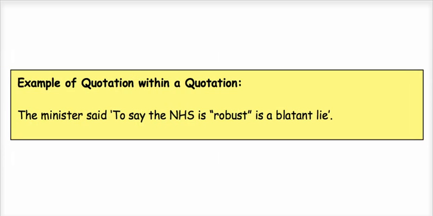What about double quotation marks? We use double quotation marks for a quotation within a quotation. For example, the minister said, to say the NHS is robust is a blatant lie. Now we're quoting the minister, and the minister is quoting another person, so it's double quotation marks.